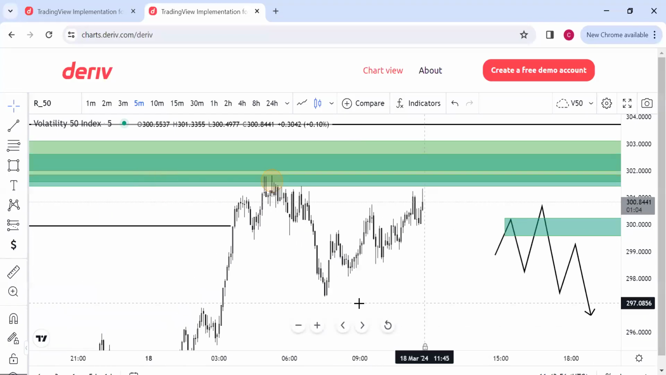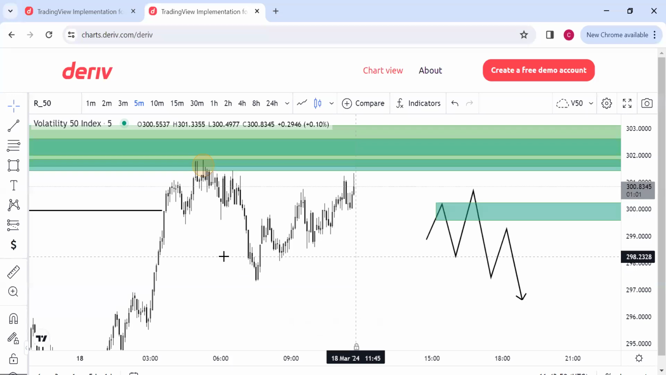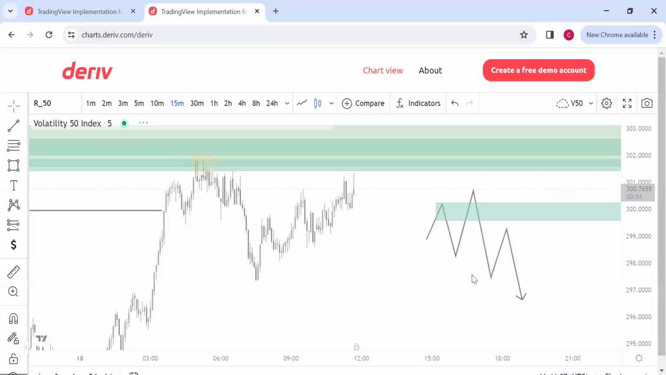Adrian, I'm still finding it difficult to see the sell setup you're talking about earlier. I'm still finding it difficult. You said on the 15 minutes time frame, this thing might just keep selling off from here.